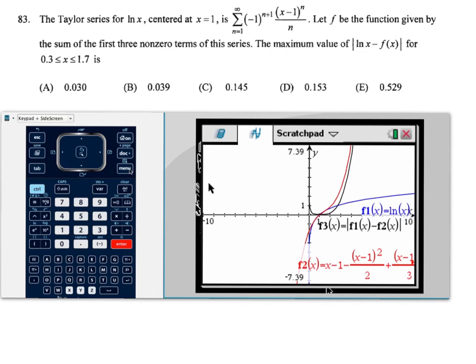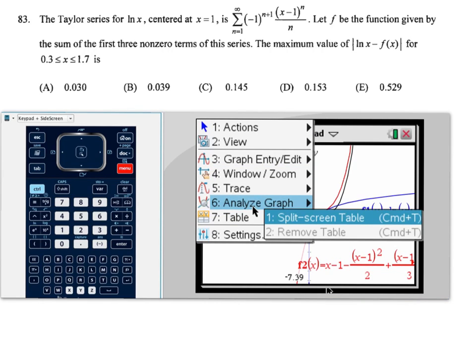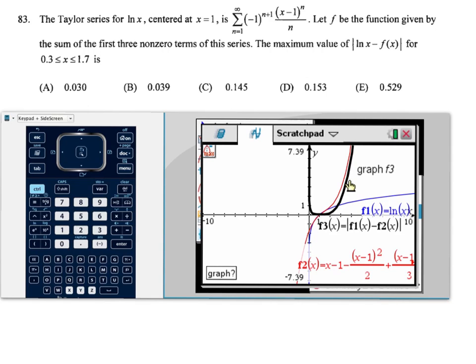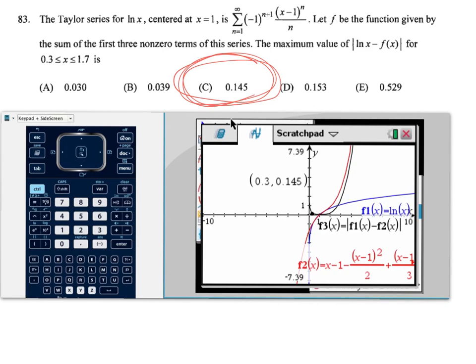So we can do that a couple ways, but I'll just go Menu, Analyze Graph, Maximum, which function? I want this guy. What's the lower bound? Well, I can type in 0.3, and the upper bound I can type in 1.7. If I do that, there I go. And I can see that the maximum is there at 0.145, which is one of my choices. Perfect. There we go.